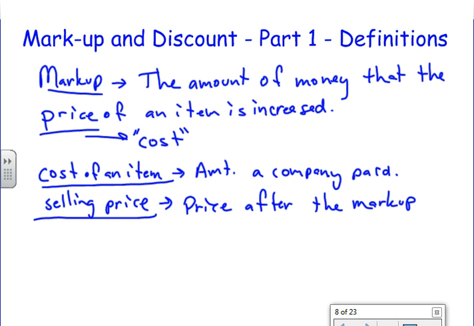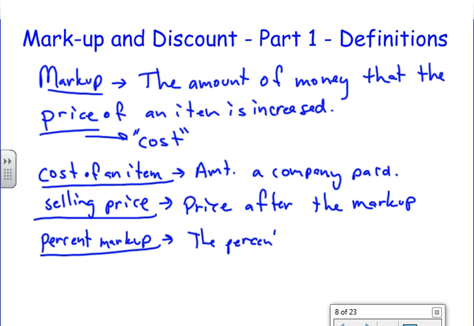The next term then is what we would call the percent markup. And that is the percent the markup is of the cost. Whenever you find the percent of something, you want to find out what this is out of something. And what is the out of? Well, in this example, the markup, or the out of, is always the cost. What was paid for the item originally.